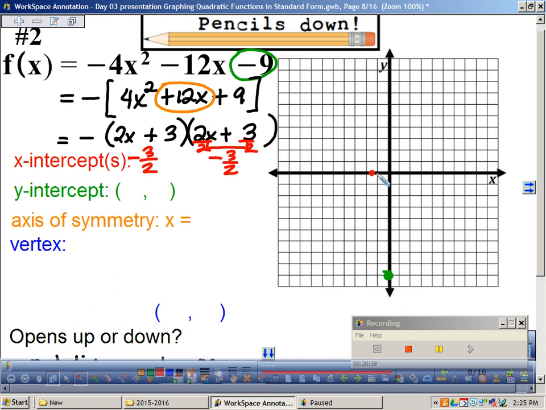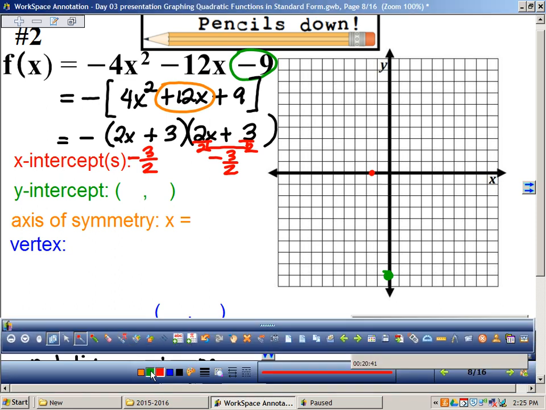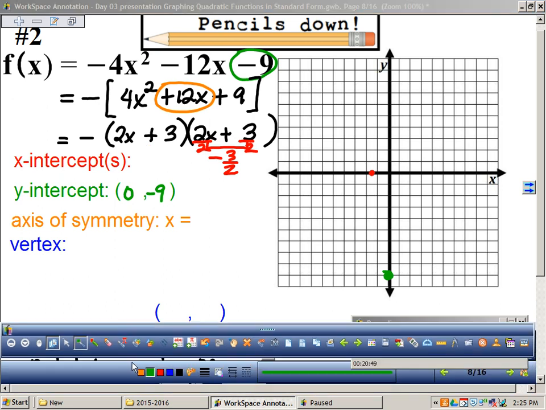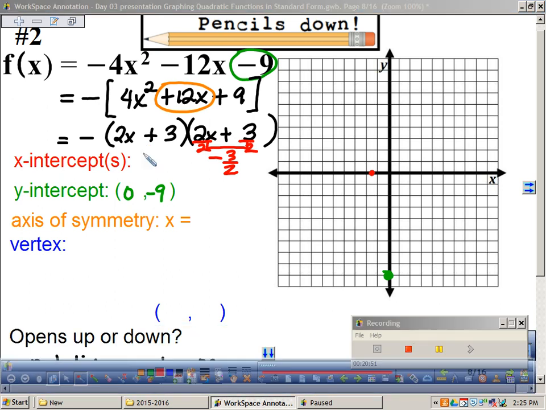All right, so my y-intercept, we said, was already at 0, negative 9. My x-intercept, I'm going to erase this so I can write that in there, is at, should I say 1.5? Would that be better for you guys? Negative, I'm going to say consistent.